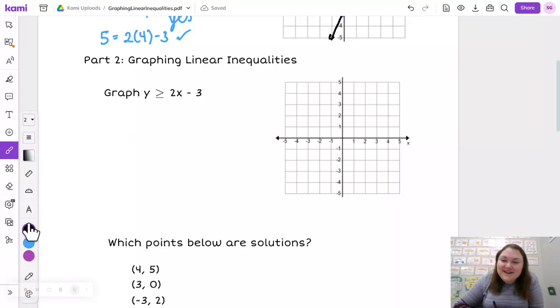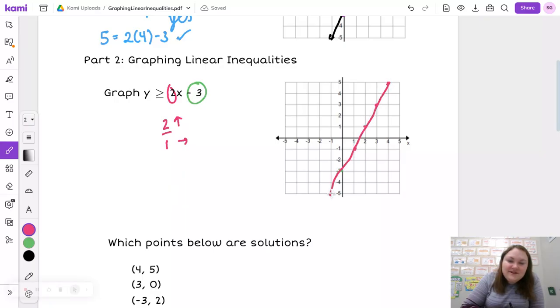When I go to graph this, I'm going to start at my y-intercept at -3, and then I'm going to use my slope of 2 to know that my line should rise 2 and run 1. So this first part is identical to what we did above. The difference is what comes after. This line right here just represents the equation, but we also need to show all of the solutions to y is greater than 2x minus 3. And the way we do that is by shading part of the graph.